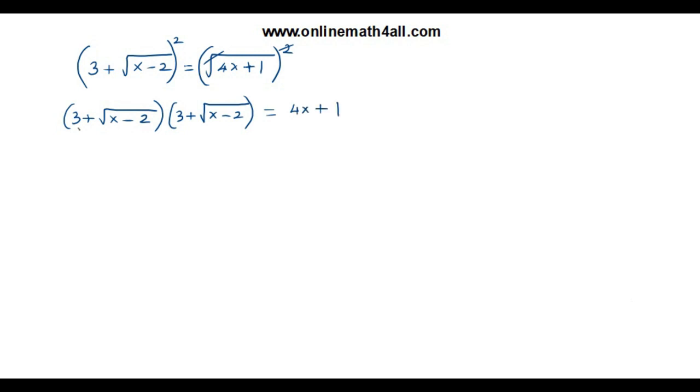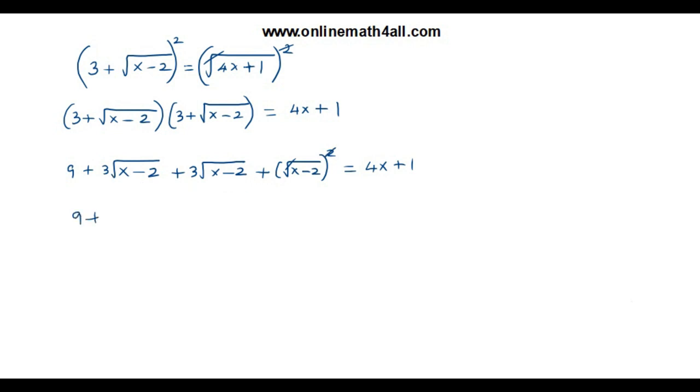Now we can multiply using the FOIL method. So 3 times 3 is 9, and 3 times square root of x minus 2 is positive 3 times square root of x minus 2, and square root of x minus 2 times 3 will be 3 times square root of x minus 2, and square root of x minus 2 times square root of x minus 2 will be square root of x minus 2 the whole square. On the right side we have 4x plus 1. Here the square root and square will cancel out.